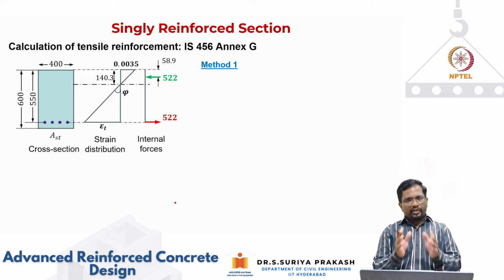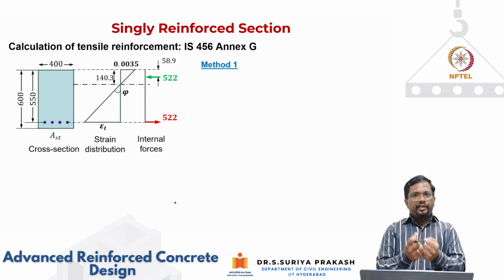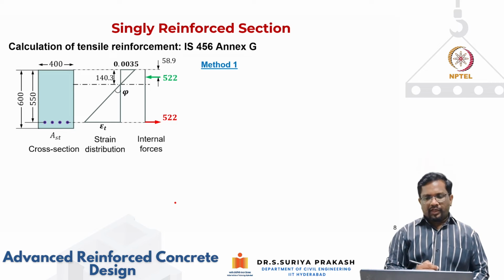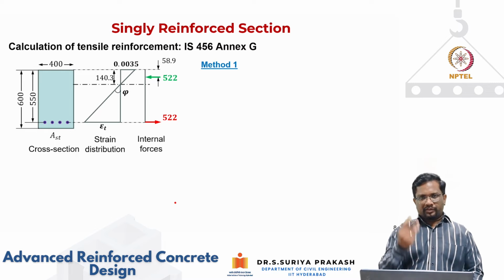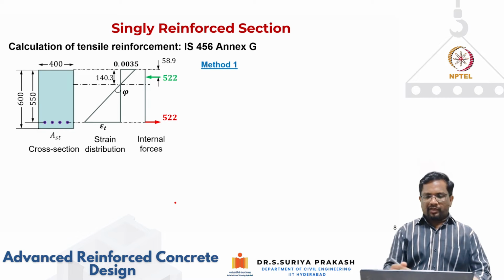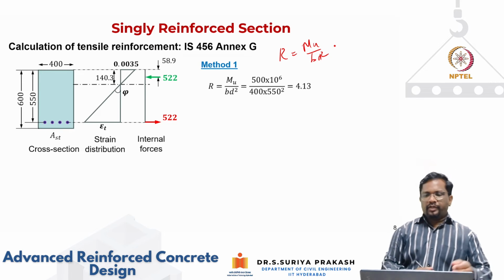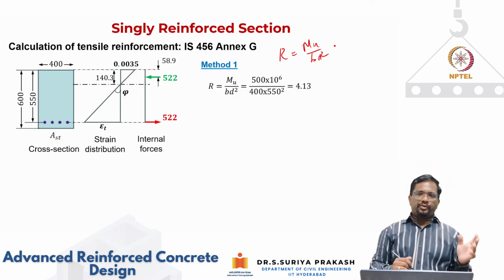Now our idea is to calculate the area of steel that is required for a moment demand of 500. Now let us see what we are getting. The first method we discussed has three steps. First, we calculate your R value. R is nothing but Mu by bd squared. Let's see what we get. Everything you keep unit consistent.